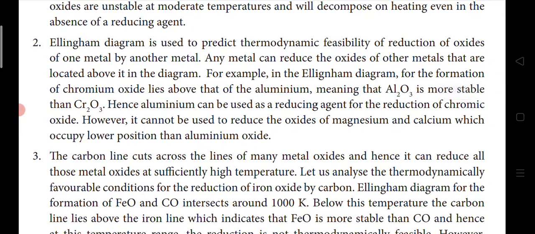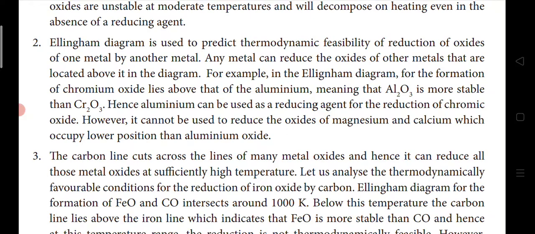And Ellingham diagram is used to predict thermodynamic feasibility of a reduction of oxides of metal by another metal. Any metal can reduce the oxide of other metal that are located above in the diagram. So for example, இது என்ன பண்ணும் feasibility means what, அந்த reaction நடக்குமா இல்லையான்ற feasibility இது சொல்லும்.